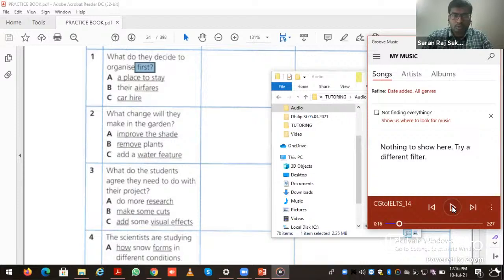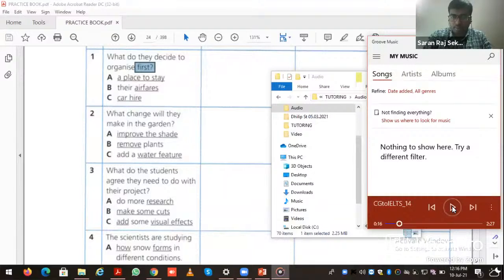Sorry to interrupt. So here, as I said, they don't repeat the same words as in the answers. Instead of a place to stay, they have mentioned accommodation, and for airfares, they said flight, and transportation for car hire. So they don't repeat the same words. It will be the exact synonym or the paraphrase of the question.